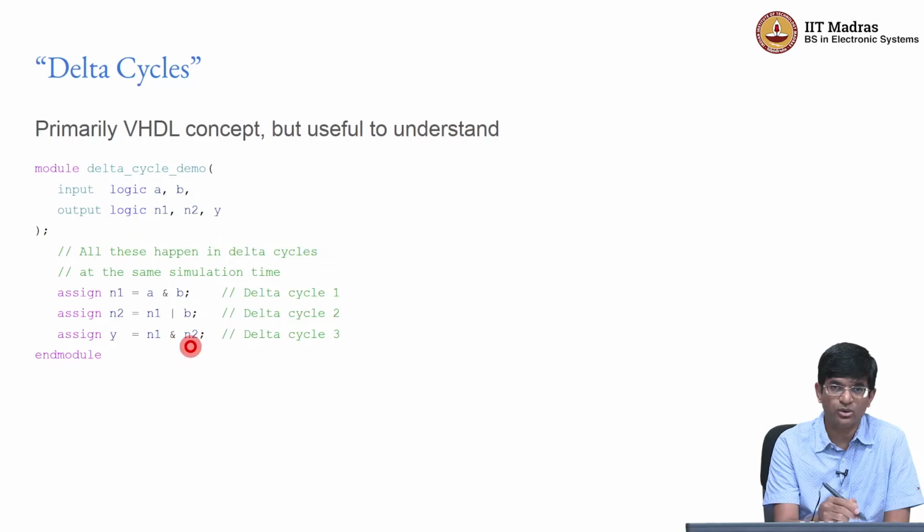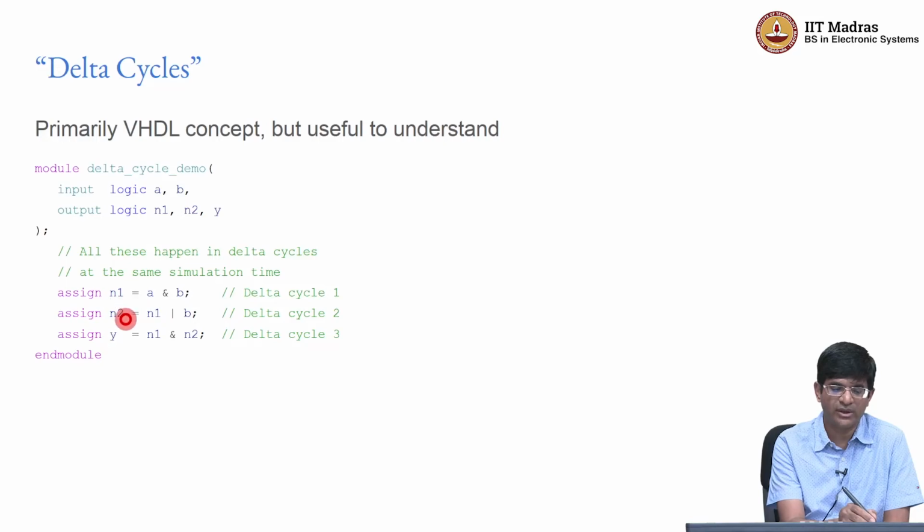So n2 would go into a delta cycle. Why do I call it a delta cycle? Because it is a time step which is slightly different from the time at which n1 got evaluated, but has not actually resulted in time increasing as far as the simulation internals are concerned, right? So it's like a simulation delta. There is no actual increase in the amount of time. It's just that these are different steps that happen one after the other.